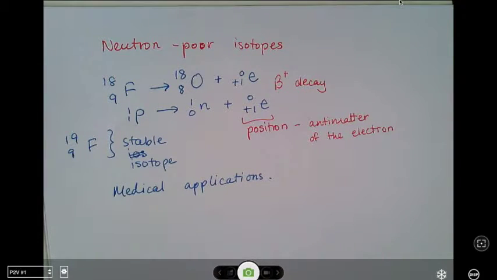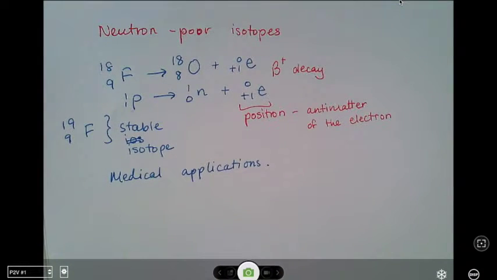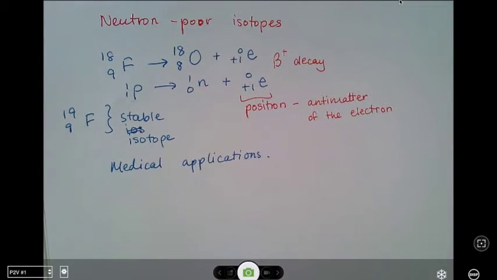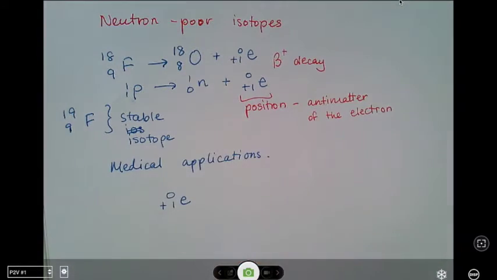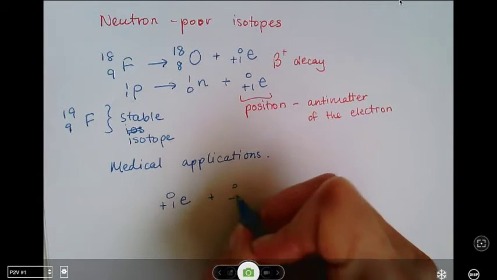As opposed to carbon-14, which has a half-life of 5,730 years, fluorine-18 has a half-life of just a few hours. You can look up the actual half-life for me if you don't mind. Now, when the positron is released in the body, it's going to encounter electrons. We're all made up of atoms. So the positron is going to encounter the electron.